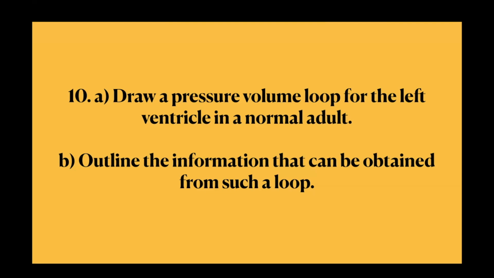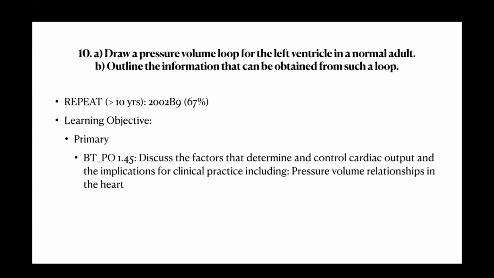And again, interestingly enough, this question is asked quite a lot in the Vivas, but I think it has been asked before in the past. So yes, it is a repeat, but more than 10 years ago, more than 20 years ago, in fact, 2002 B9, 67%. And I think you guys are getting a recurrent theme with regards to this, with questions coming from over 10 years ago. So the learning objective, primary BTPO 1.45: discuss the factors that determine and control cardiac output and the implications for clinical practice, including pressure volume loop relationships in the heart.